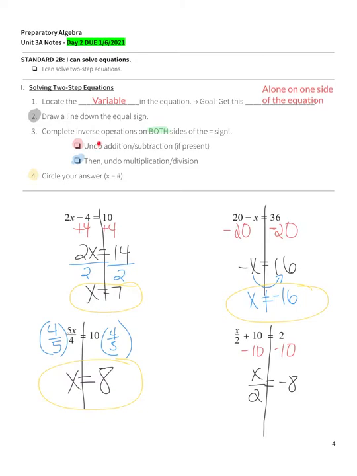Now that I've undone my addition, I'm going to undo multiplication or division. I look here, I have x divided by 2, so I need to undo my division by completing the inverse or opposite operation. What is the opposite of dividing by 2? Multiplying by 2. So I'm going to multiply by 2 on both sides. If I do that, I'm simply left with x over here. x is equal to negative 8 times 2 is negative 16. And now I'm going to circle my solution.